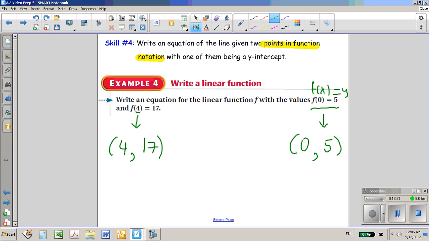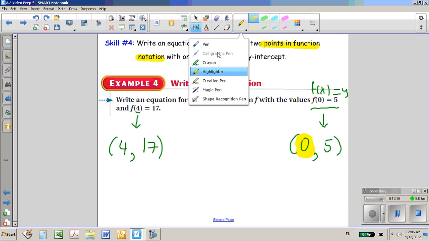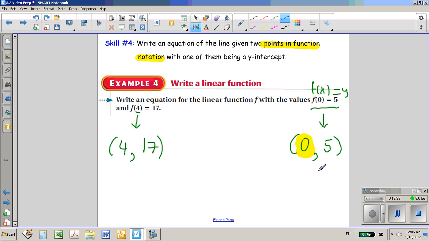Okay, so before we start doing anything crazy, I want you to realize that you actually have a y-intercept because you have a 0 in the x-coordinate spot. So this is your b. You don't have to do any work to find it. So I'm going to label it right here. So b is equal to 5. So the only thing we have to do is find the slope.